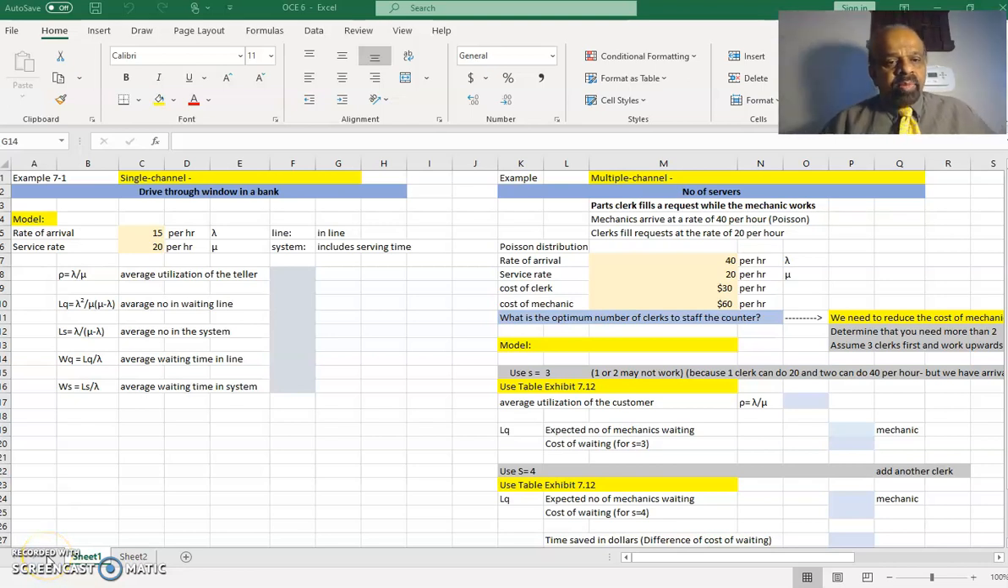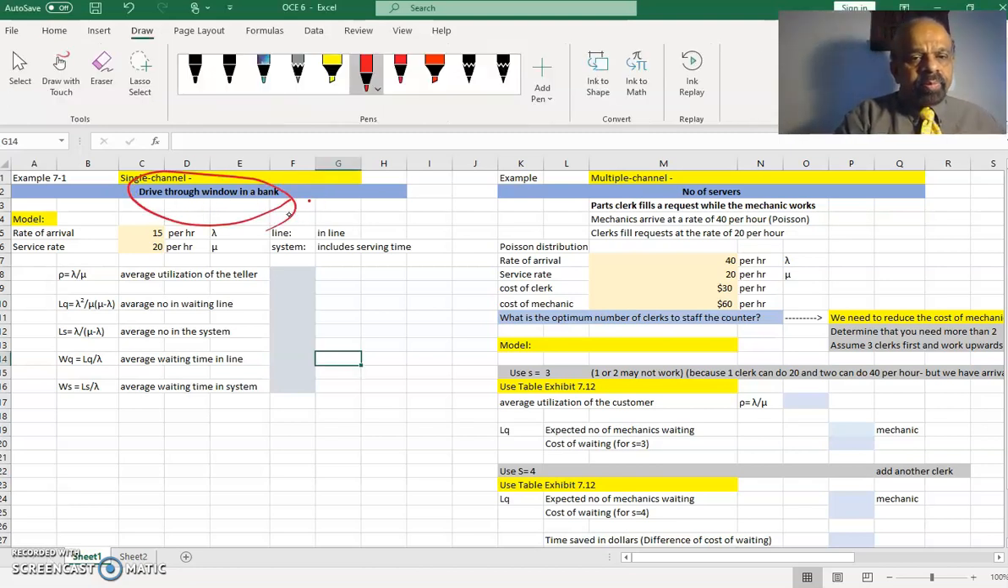Okay, let's start the analytical portion of the online class exercise number 6 on chapter 7. The first one is an example where you have a drive-through bank. In a drive-through window in a bank, the arrival rate is 15 and the service rate is 20 per hour. So what model would you think of?